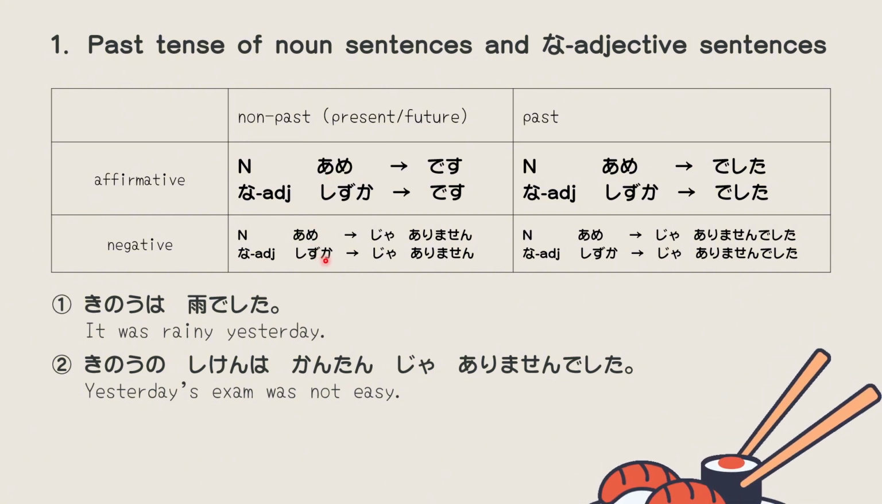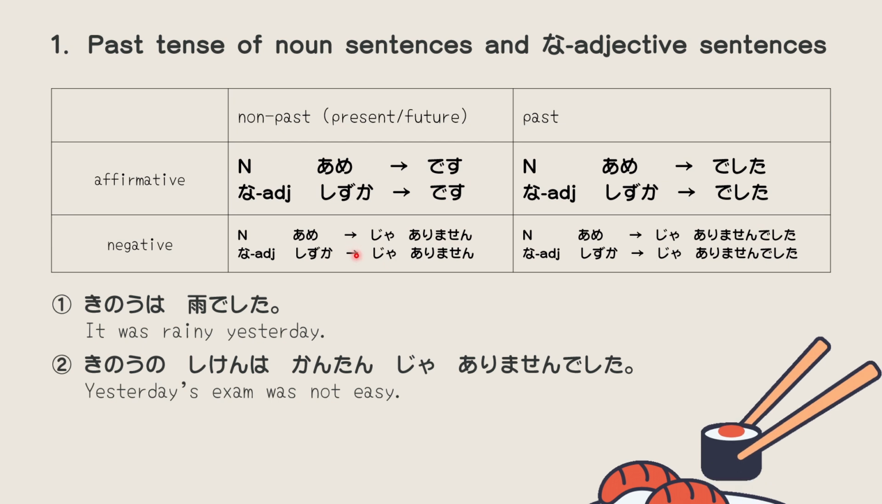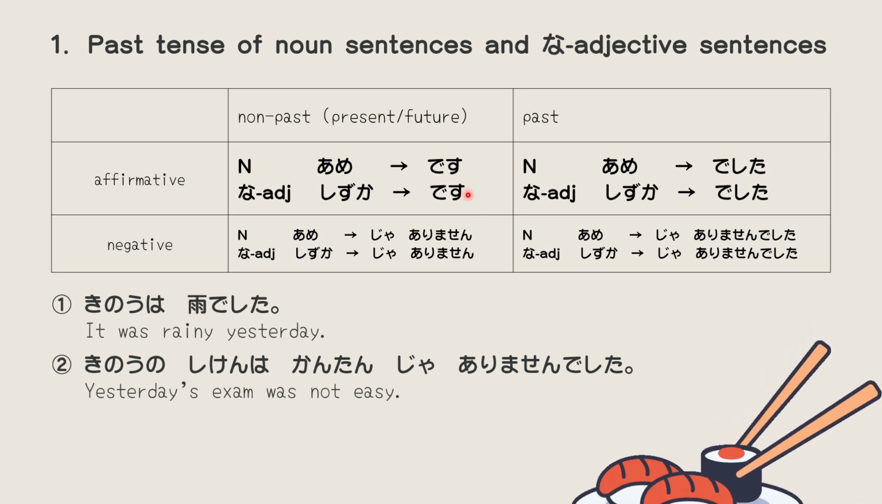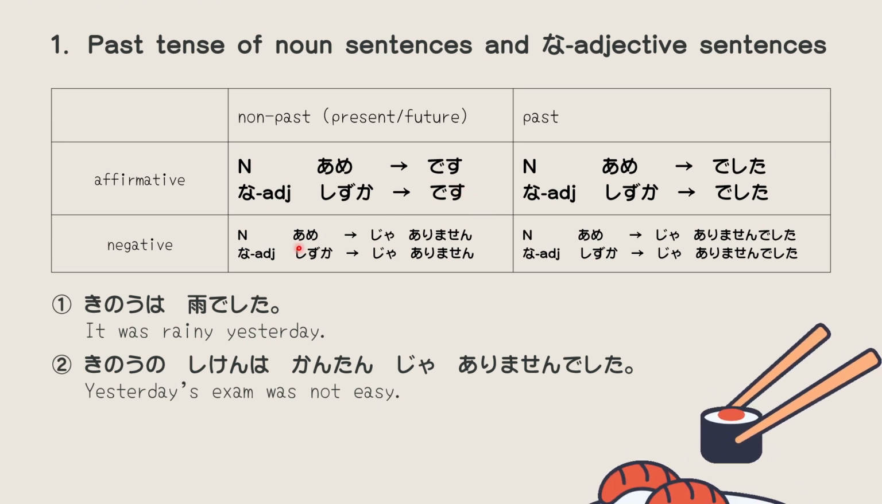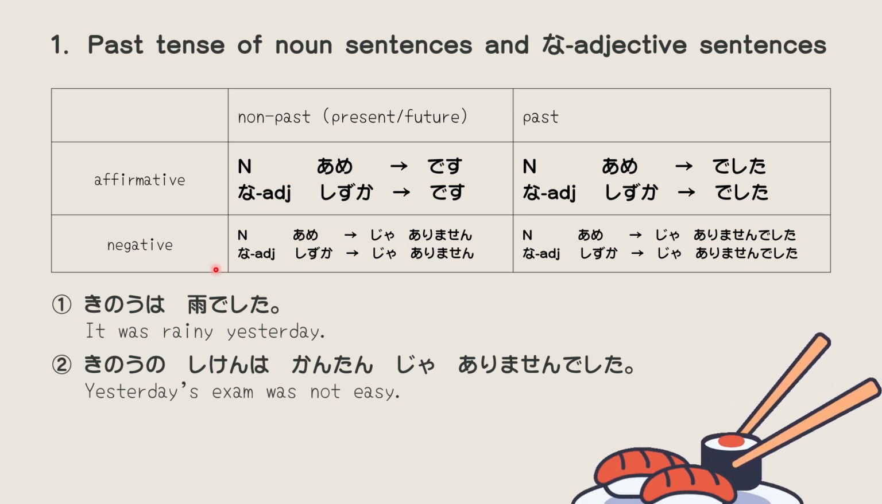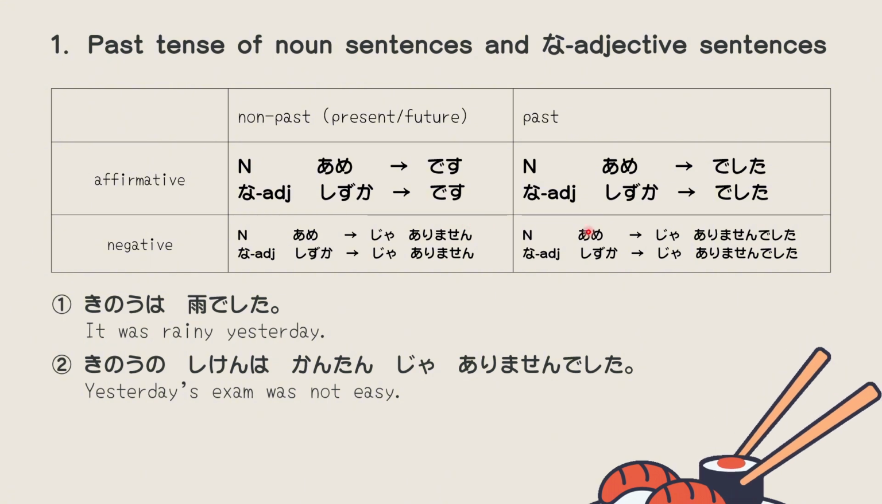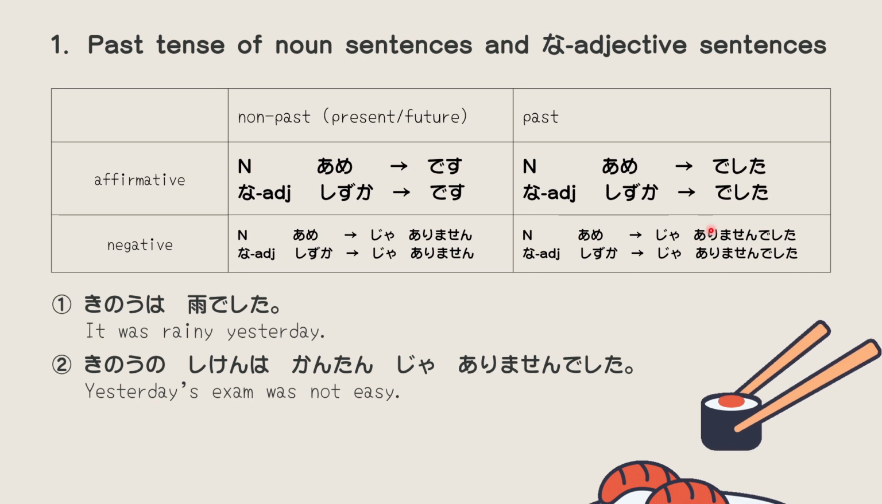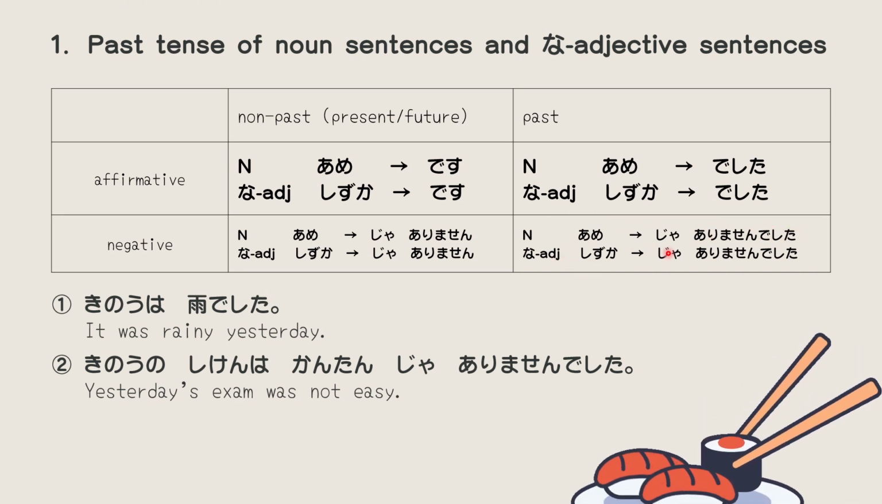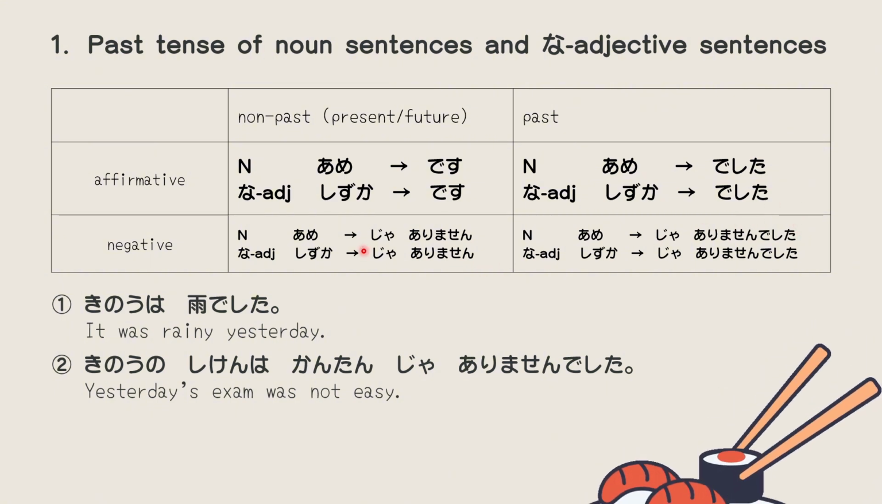Now for the negative, we have the same noun and the same adjective, right? You can see ame and shizuka in here. And you can see ja arimasen instead of desu, because we are talking about negative forms of the noun and the adjective. So ame ja arimasen or shizuka ja arimasen. If we want to make this into the past tense, this is basically the same as at the top, but with the arimasen. So for example, ame ja arimasen deshita or shizuka ja arimasen deshita. Basically, it's the same ja arimasen with deshita at the end of it.